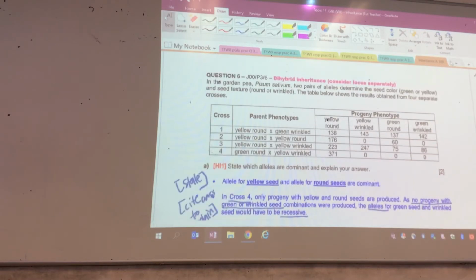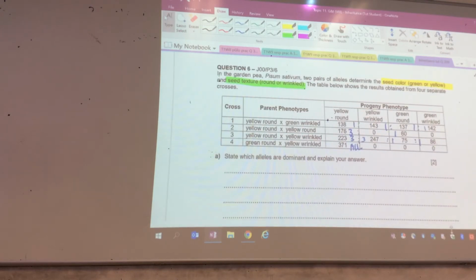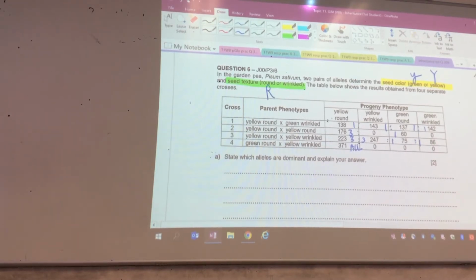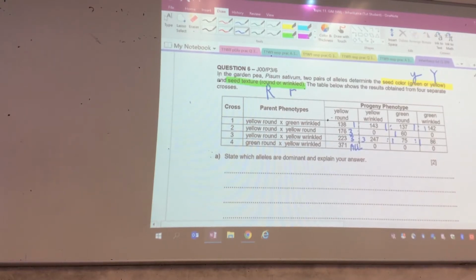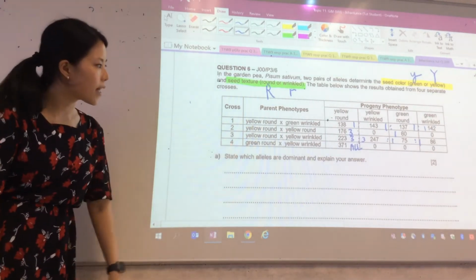Alright, so in terms of this question, since the dominant allele is yellow, I'm going to put it as big Y for yellow. And then for green, I'm going to use small y. Now seed texture, brown is dominant, I'm going to use big R. Wrinkled, I'm going to use small r. If yours is different, never mind. Just make sure you have a key somewhere.